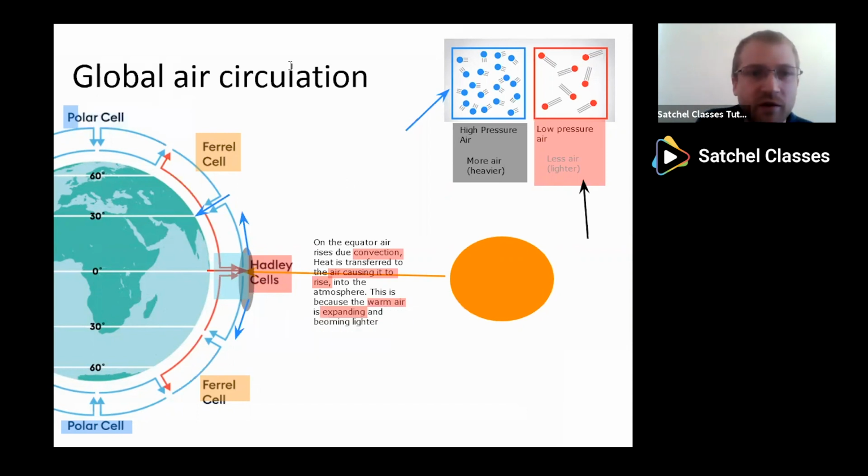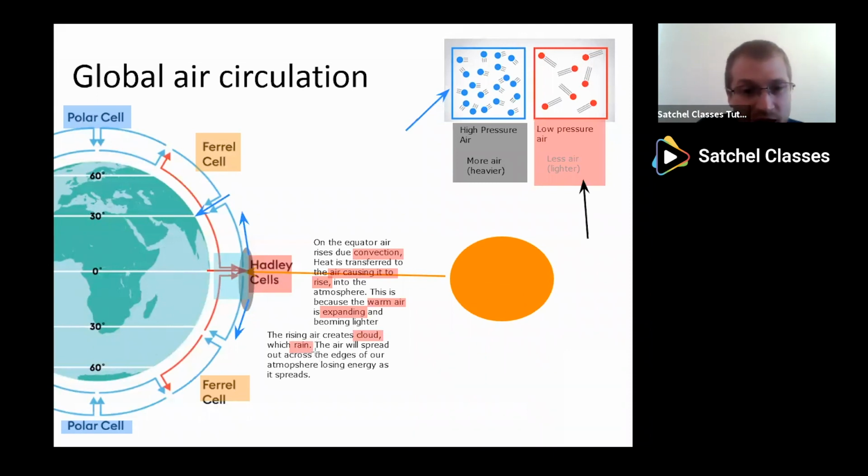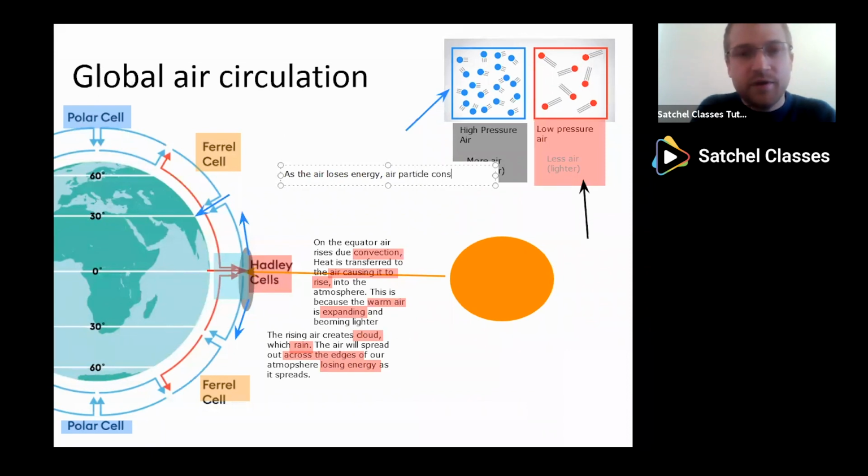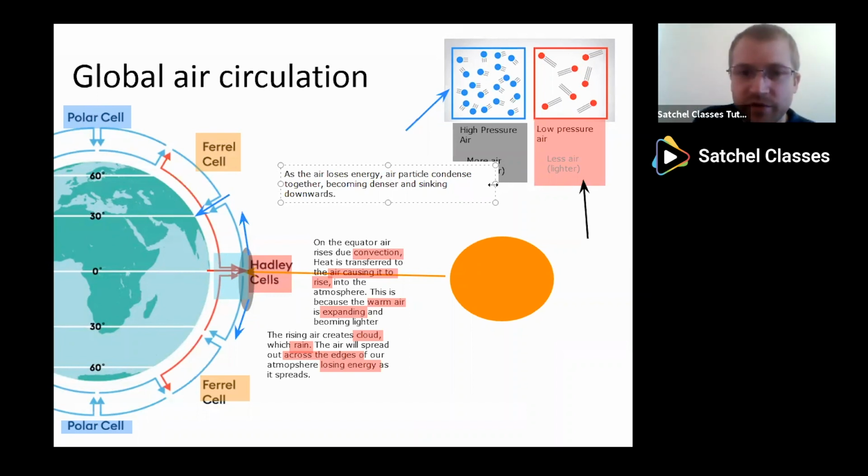Okay, so we'll highlight a few key points there as well. So I'll just move it down a little bit more. So here, the clouds will rain. Okay, the air will spread across the edges of our atmosphere and it will lose energy. Now, as it loses energy, particles will condense together. So I'll put this point up here. The air loses energy, particles condense together, become denser, and sink downwards. Which is exactly what we can see there.